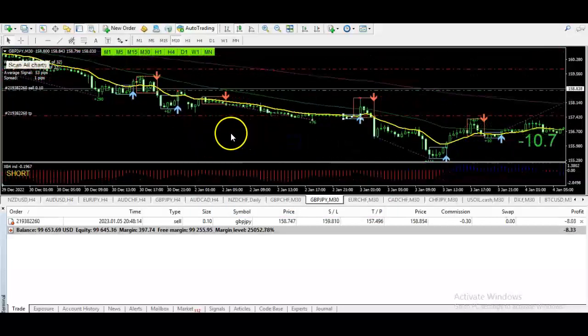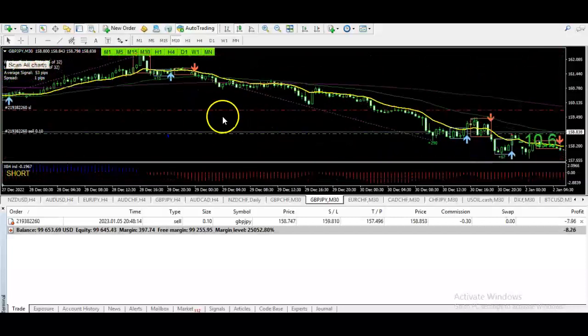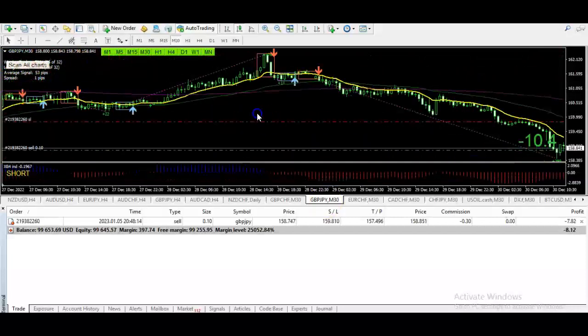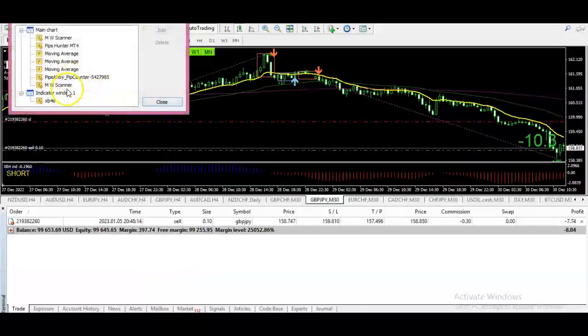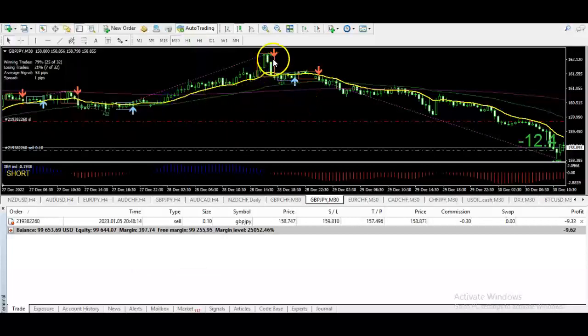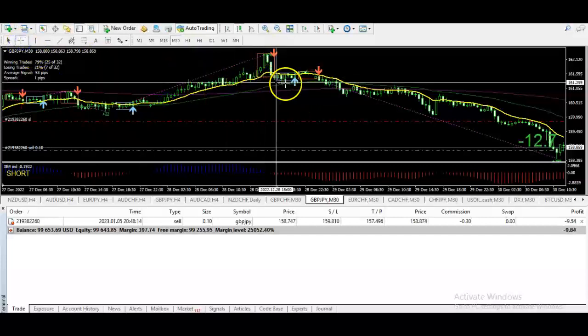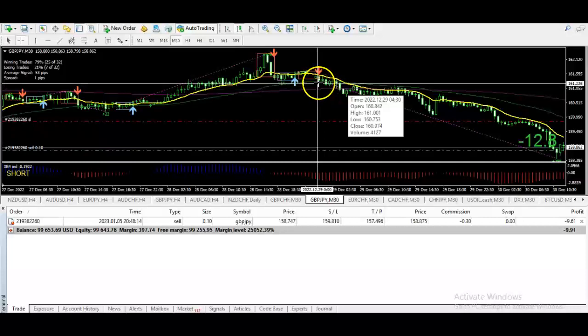So there are several ways you could trade this. You can use the Pip Hunter. Let me isolate it for you, as you can see. I'm going to remove this. So the Pip Hunter, this is the box. See this box right here? When it's a breakout, it gives you an alert.